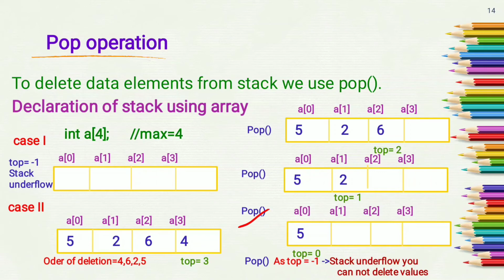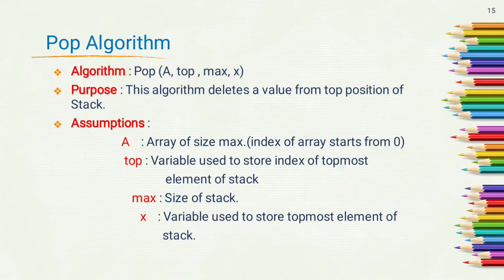When I again perform the pop operation over the stack, I have to check whether the value of top equals -1. No, the value of top equals 0. So first I have to access the value of a[0] from the array or stack. That means I will get value 5 after 2, and now decrement the value of top by 1. So top becomes -1. Now again I want to perform the pop operation, but as the value of top equals -1, that means stack underflow. It means you cannot perform the pop operation on the stack, or you cannot delete values from the stack. Now let's see how to write the algorithm for it.